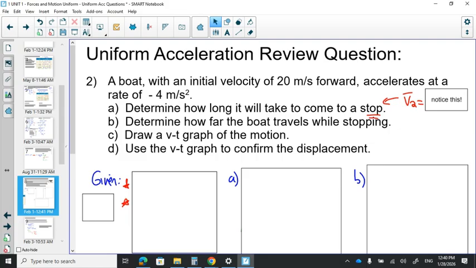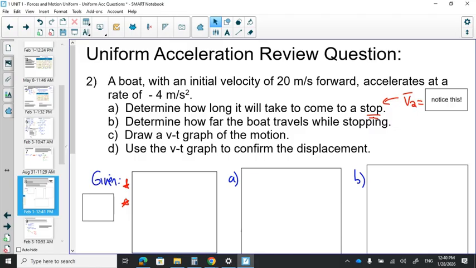All right. Number 2 here: a boat with an initial velocity of 20 meters per second forward accelerates at a rate of -4 meters per second squared. Determine how long it will take to come to a stop. Determine how far it travels while stopping. Draw a VT graph. That's going to come back to grade 11 stuff for some people. And use the VT graph to confirm the displacement. My VT graph use here is very strategic because it really helps you visualize the problem, which is how we started off in grade 11, in my in-person class anyways.